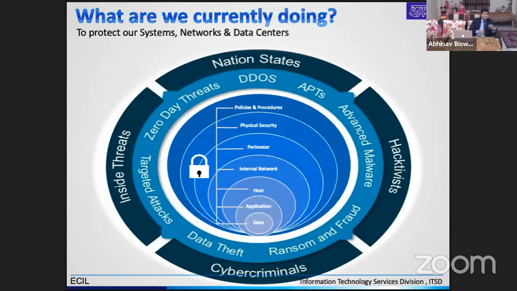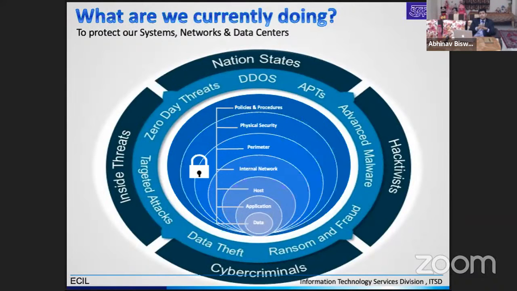At the data level, we can think of encryption. At the application level, we can think of authentication and authorization techniques. At the host level, we can have host-based firewalls, antiviruses. At the internal network, we can have IP MAC bindings, secure network access kind of things. At the perimeter level, we can have firewalls, we can have UTMs, unified threat management solutions to protect. Or we can have segregated networks, air-gap networks at the perimeter level.